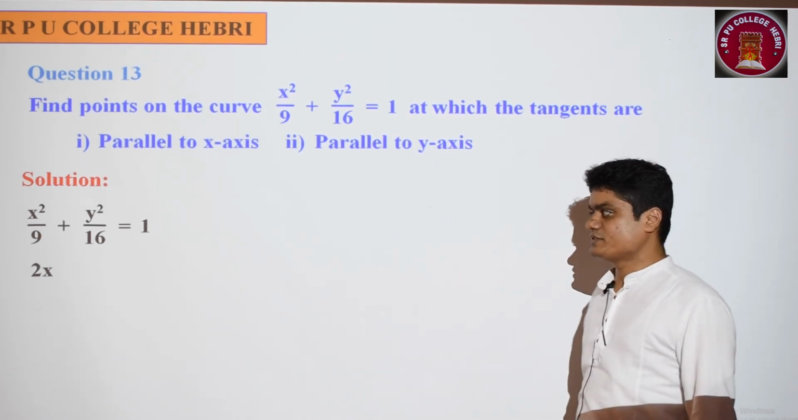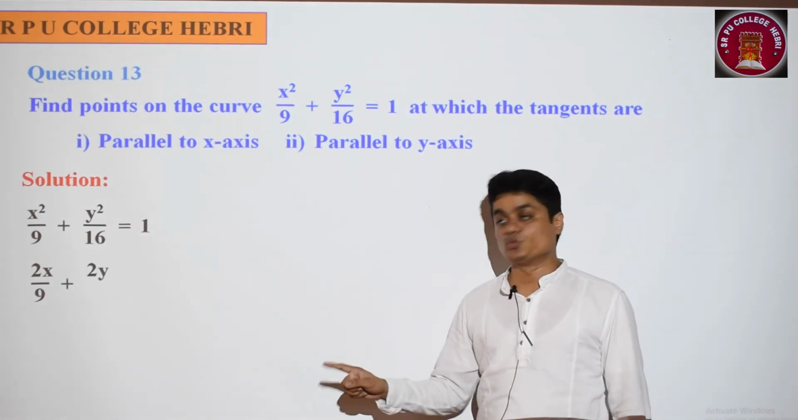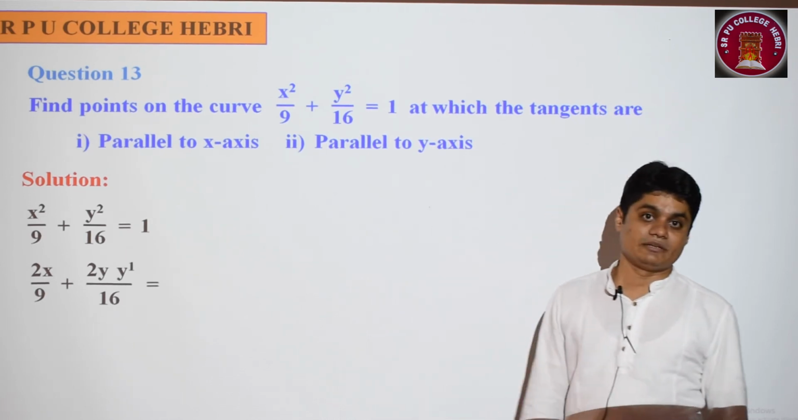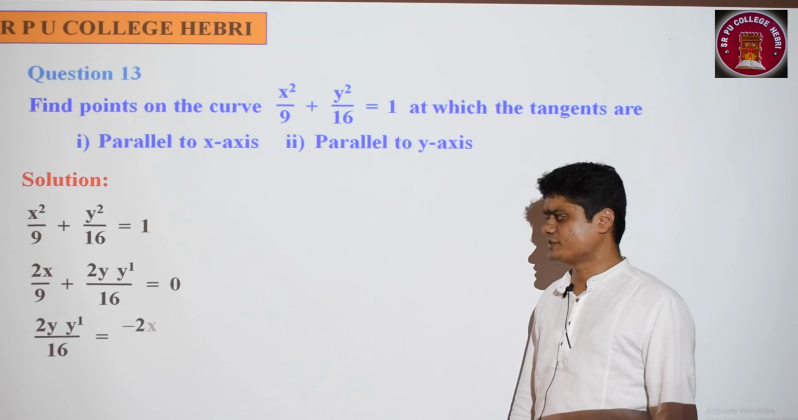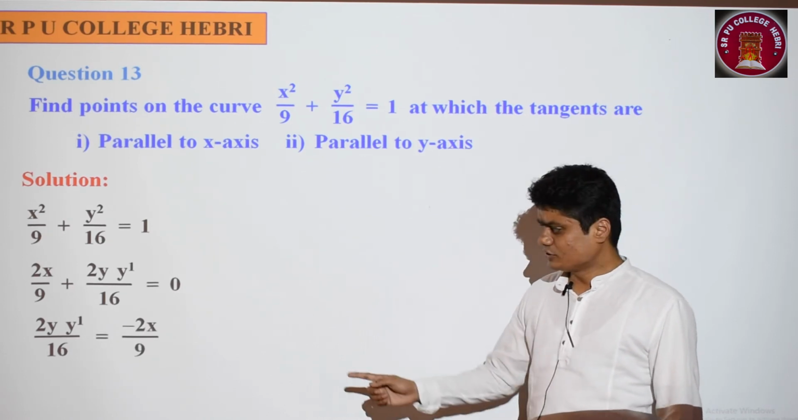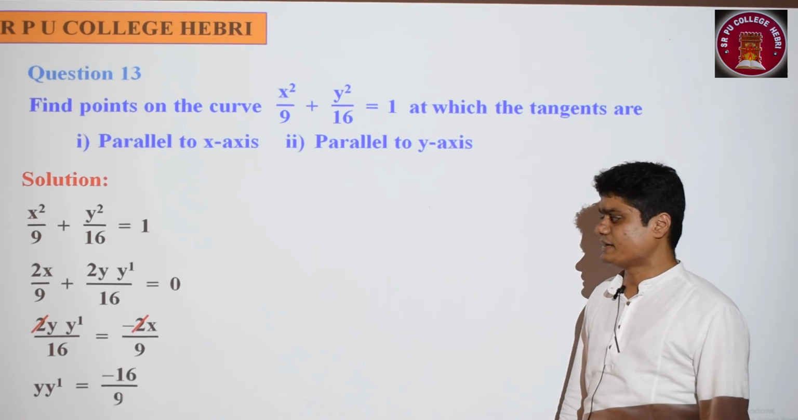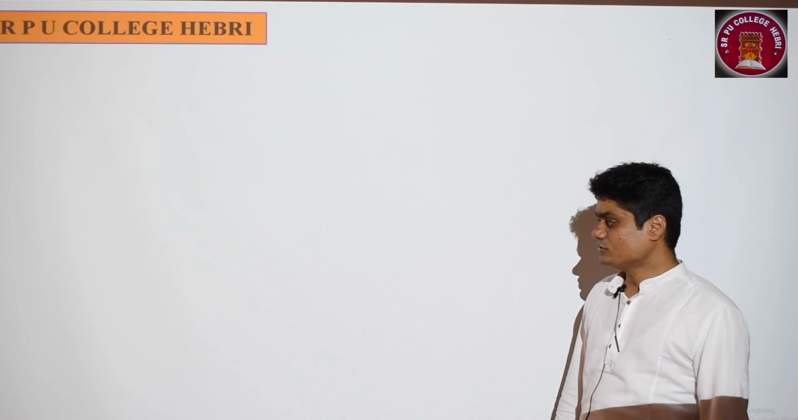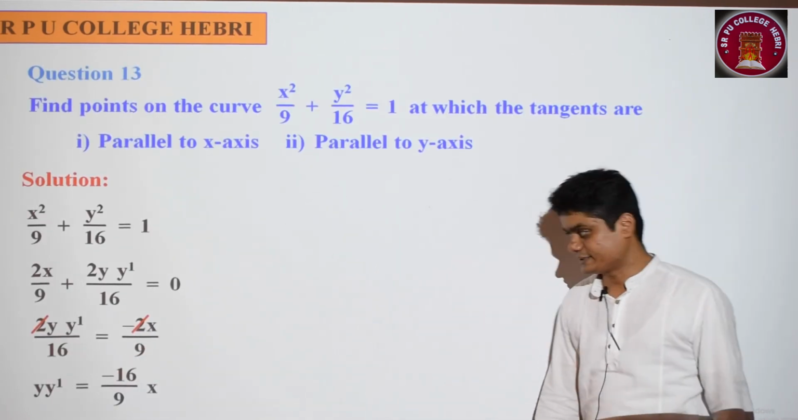Differentiation of x square is 2x by 9, correct? Differentiation of y square is 2y into y dash by 16, equal to differentiation of 1, which will be 0. Rearrange: 2y into y dash by 16 is equal to minus 2x by 9. So the 2 cancels, and y dash is equal to minus 16 by 9, correct? Into this x.